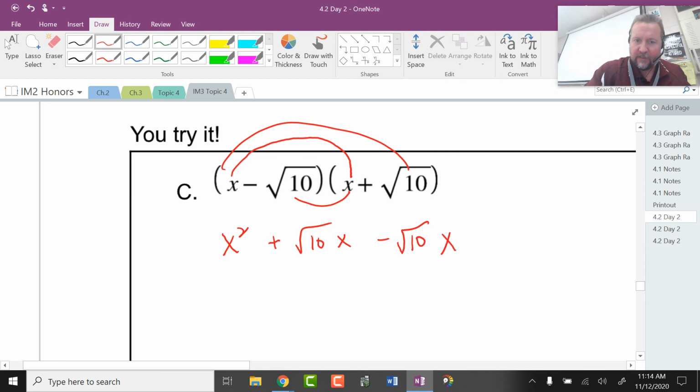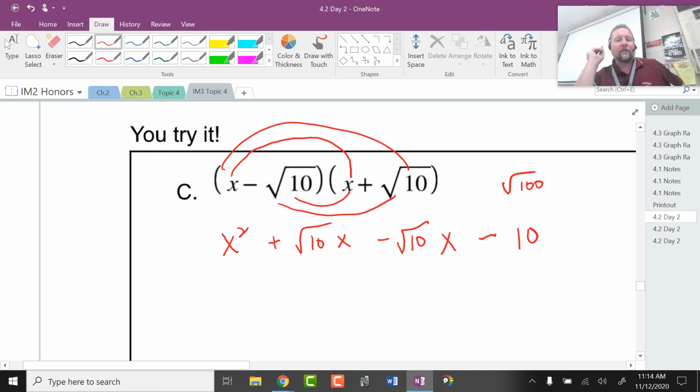And then what is negative root 10 times positive root 10? And it's negative. What is the square root of 100? So we should write it as a three 10 and maybe help ourselves out. Hey, what happens to your middle term, Alessandra?